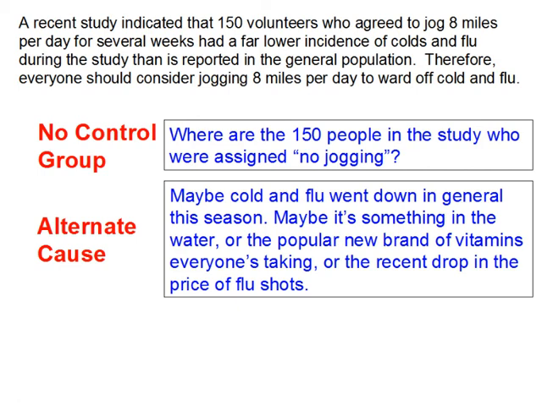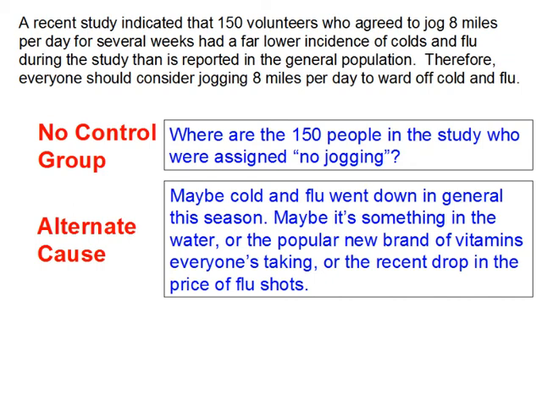This is also a causal argument, just like a few of the ones that we've seen today. And it's important to recognize that. They are suggesting that jogging 8 miles causes resistance to the cold and flu. But we could always bring up the idea that maybe that's not what caused it.